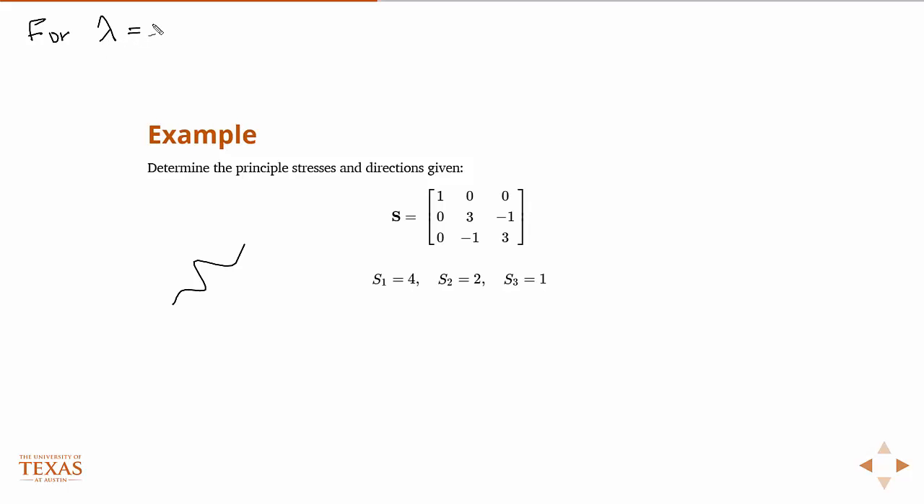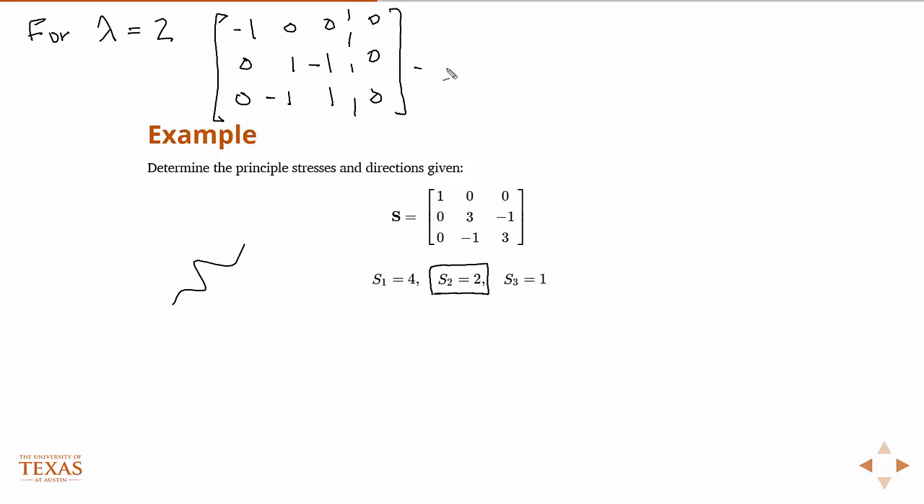So for lambda equal to 2, that's our second eigenvector, we have the matrix minus 1, 0, 0; 0, 1, minus 1; 0, minus 1, 1. This is the equation we're solving. So what should we do? Maybe just add the second row to the third?